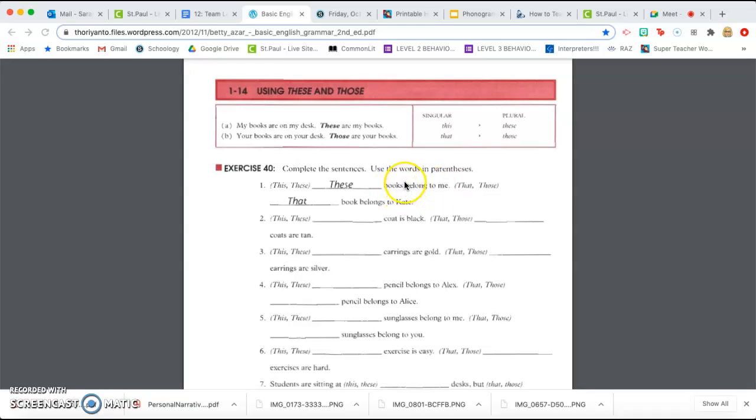Well, books is plural. I know that because I see an S. It means more than one book. What do we know about plural? We need to use these. So these books belong to me.